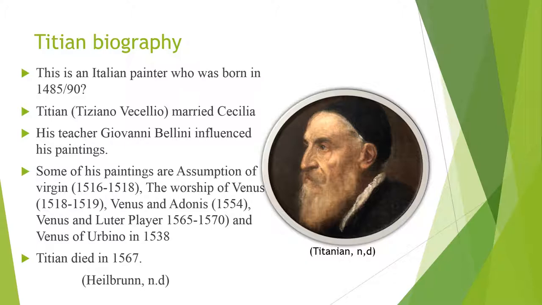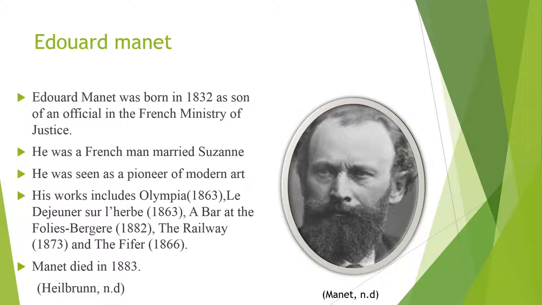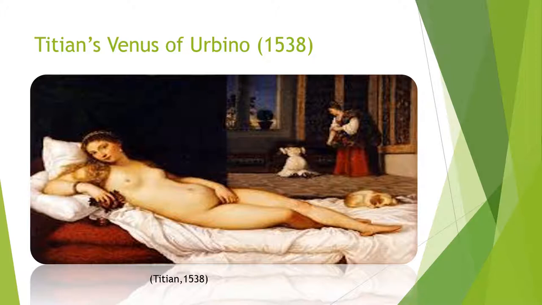So let us also look at Edward Manet. Edward Manet was born in 1832 as the son of an official of the French Ministry of Justice. He was a Frenchman married to Suzanne Leenhoff. He was a pioneer in modern art, as we are going to see from the different works that he was able to paint. He also worked on different artworks like Music in the Tuileries, The Railway, and so many others. This man also died in 1883.